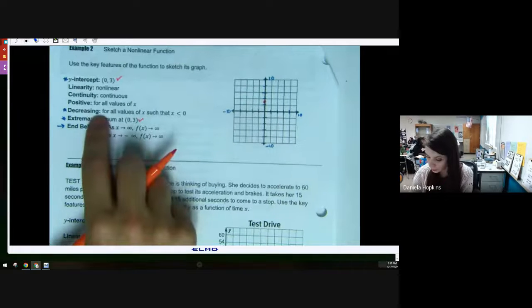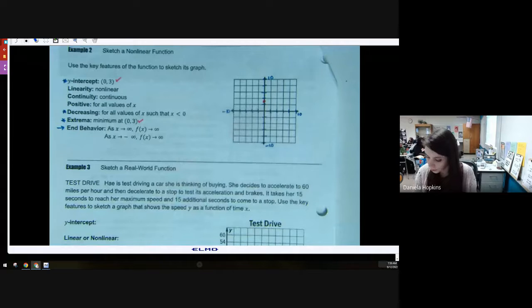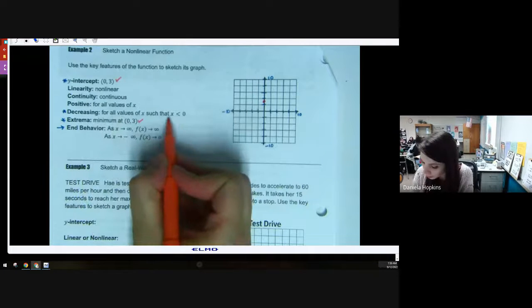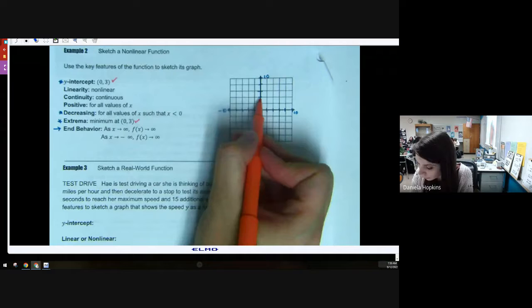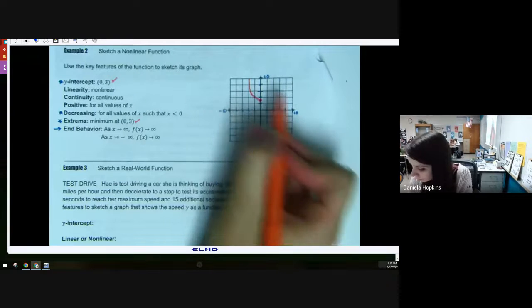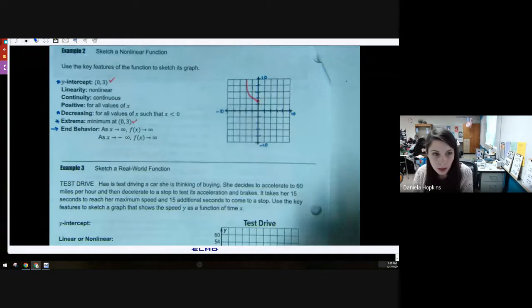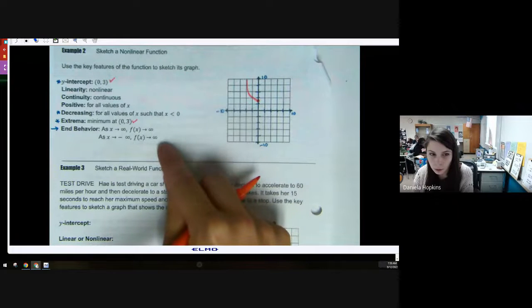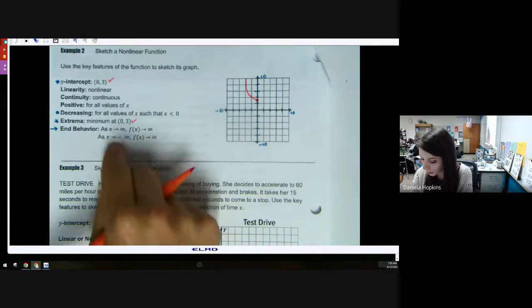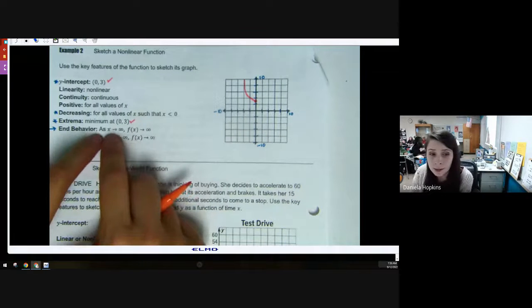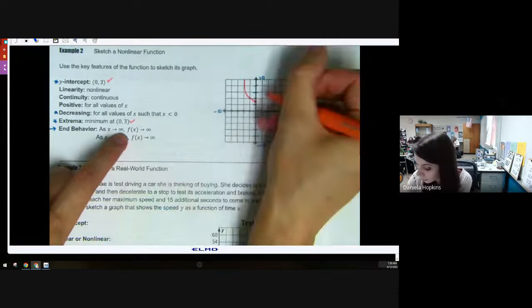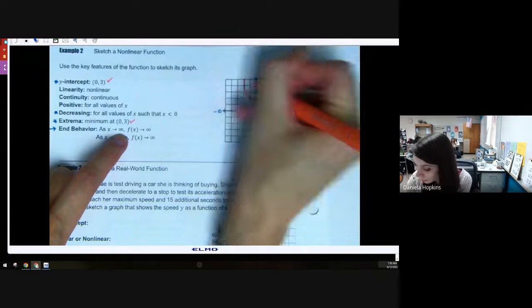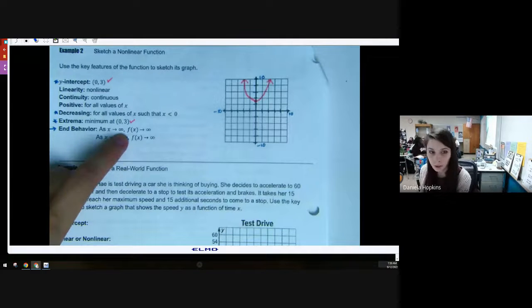Now let's think about what this means. It's decreasing for all values of x such that x is less than 0. So everywhere that x is less than 0, it should be going down. And now here my end behavior does tell me what to do on the other side. So again, I don't know why I have this flipped. We'll fix that for next time. But as x goes to infinity, so as you look to the right, it says that your function should be going back up to positive infinity. So this should be going back up. So this is just a real nice parabola. This told us that last piece of information that we need, to be going back up.